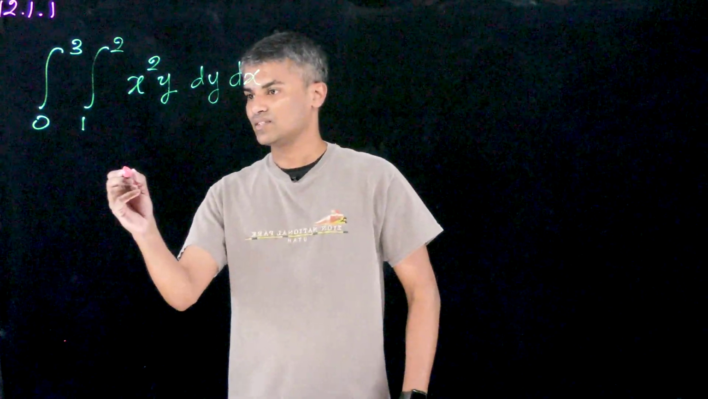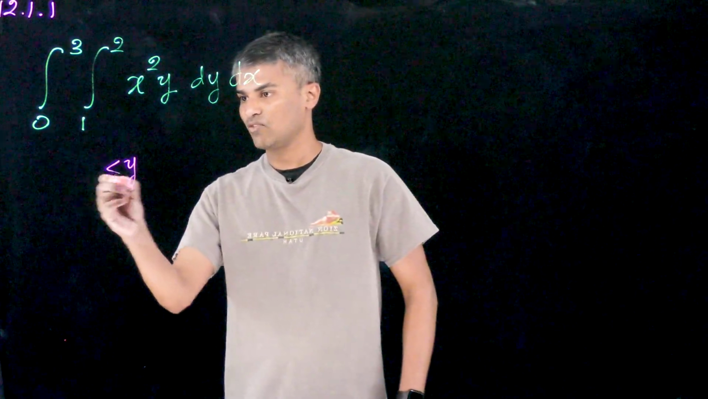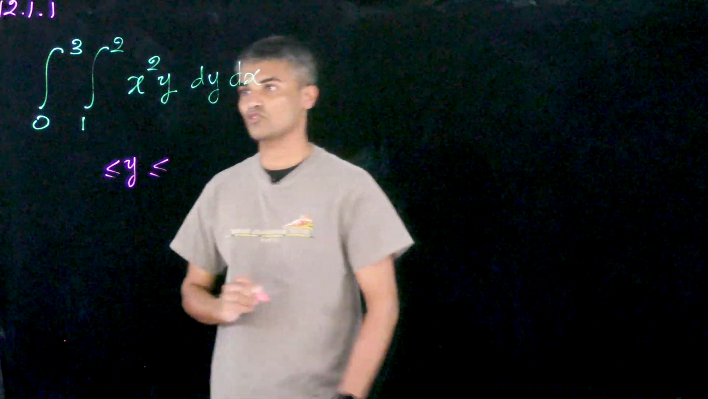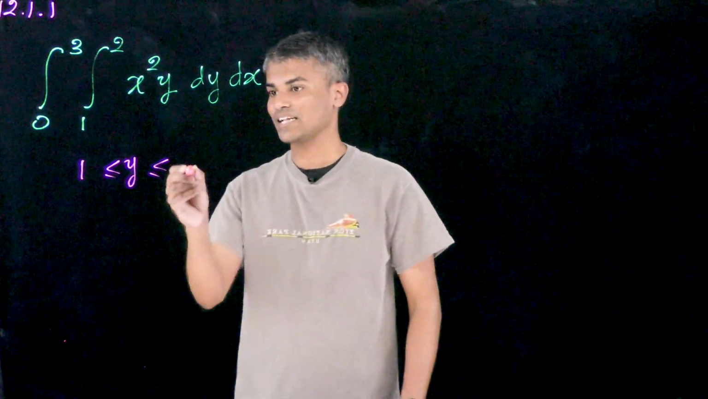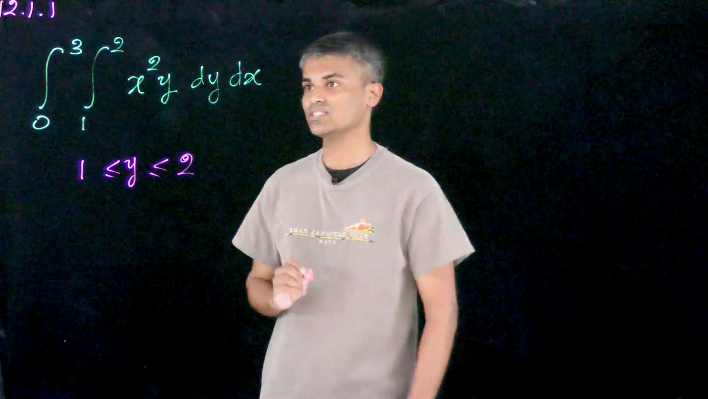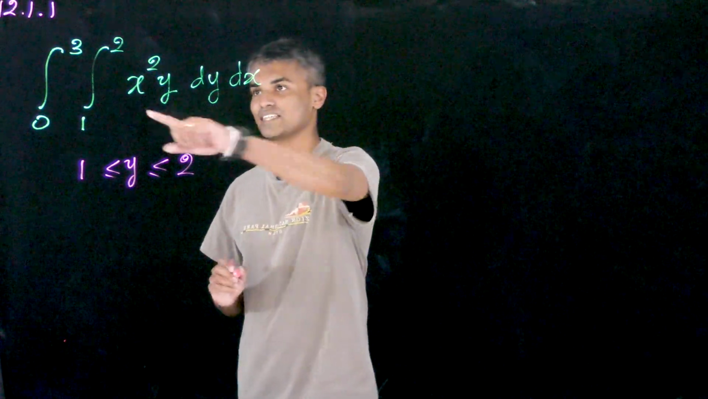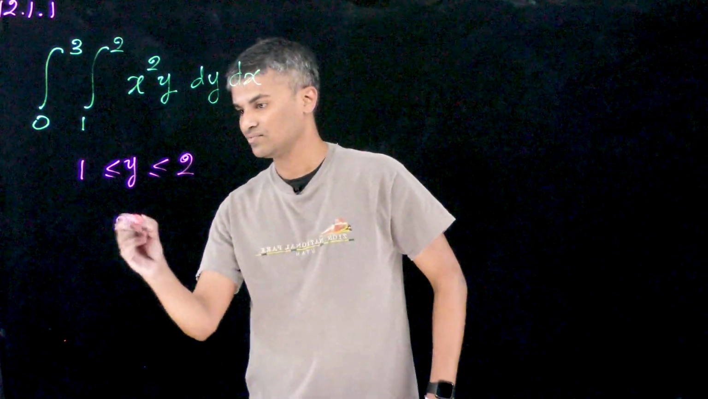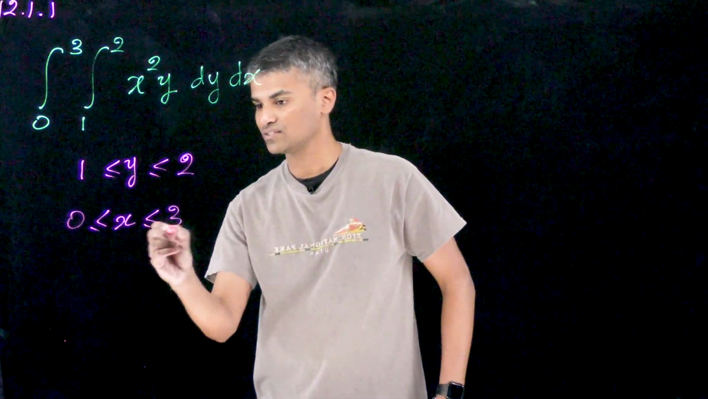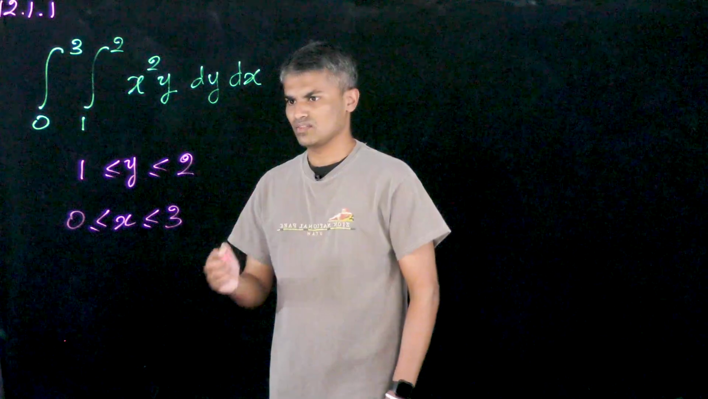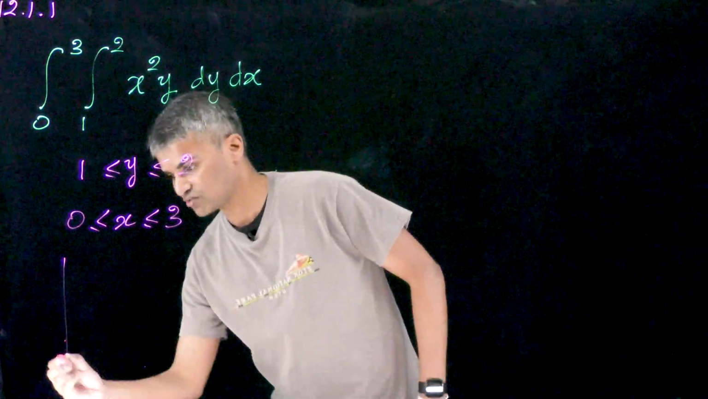Now our y variable goes from 1 to 2, therefore the lower limit of y is 1 and the upper limit of y is 2, and then our x goes from 0 to 3. So lower limit is 0, upper limit is 3. Now let us draw this domain on the xy plane.